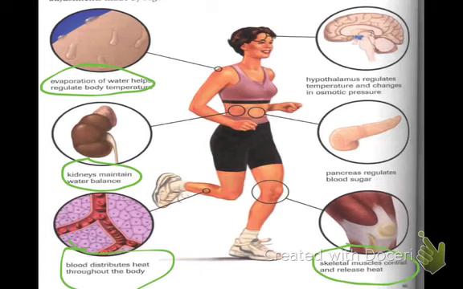Your skeletal muscles contract and release heat. Your pancreas regulates your blood sugar, lets you know, hey, you have too much sugar going on. It makes you kind of not feel good. Or if you don't have enough blood sugar, it sometimes makes you dizzy, makes you not feel good. And then your hypothalamus regulates temperature and changes in pressure. Okay, so lots of things happening to help maintain homeostasis in your body.